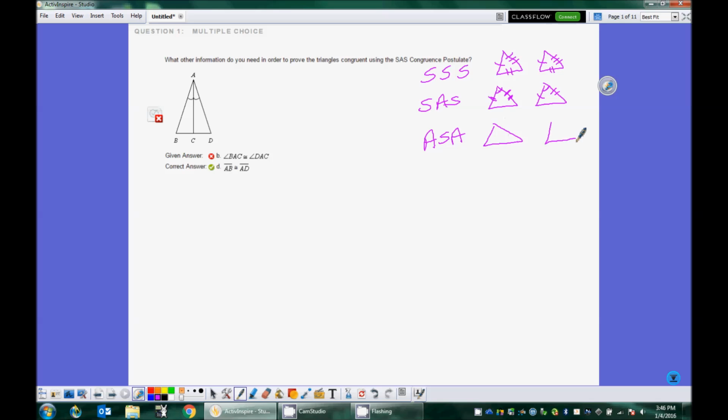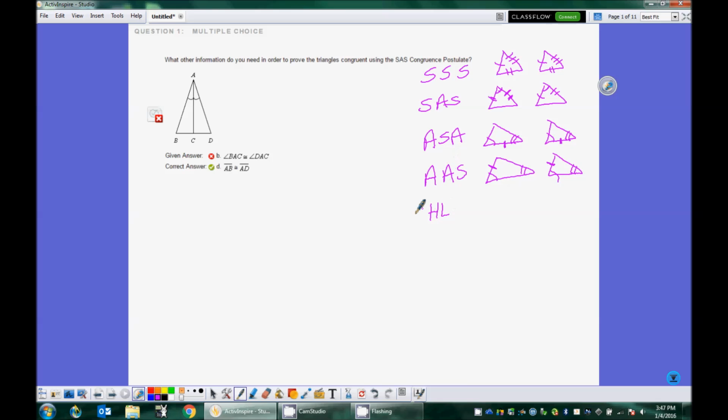Another option is angle-side-angle. Now I've got 2 pairs of angles marked congruent. And what's special is the side in between the 2 angles. Then I've got angle-angle-side. Again, I've got 2 pairs of angles congruent, but now instead of having my S in between the 2, my S is no longer in between. So you could have this as a pair of sides, or I could have had this other side. As long as it's not between the angles, I'm good with this one.